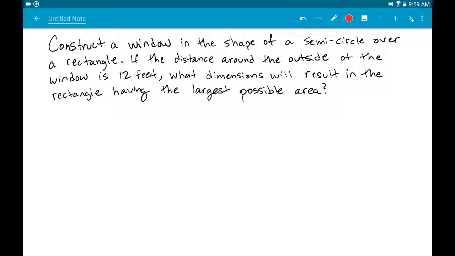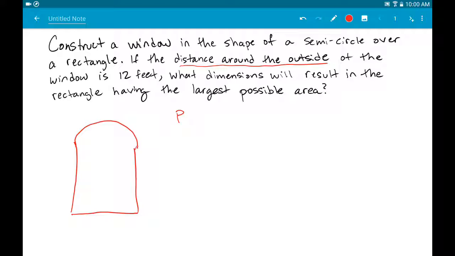So you always want to draw a picture that represents what you're trying to find. So here's my window, and I'm still working on my art skills. You've got a semicircle, or something that looks like that, over a rectangle. If the distance around the outside, so it doesn't explicitly say it, but that's talking about the perimeter. So one of our equations is going to be a perimeter equation.